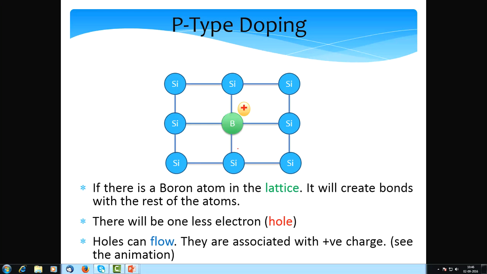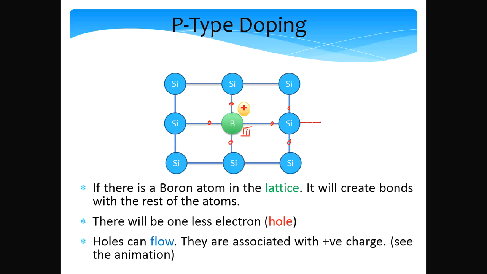Now, let us assume that we replace a silicon atom with a boron atom. A boron atom is a group 3 atom, right? So it has 3 electrons in its outermost layer or orbit, and so basically there is 1 electron missing, whereas silicon has 4 electrons. So what happens is that inside the lattice, there is a hole over here.